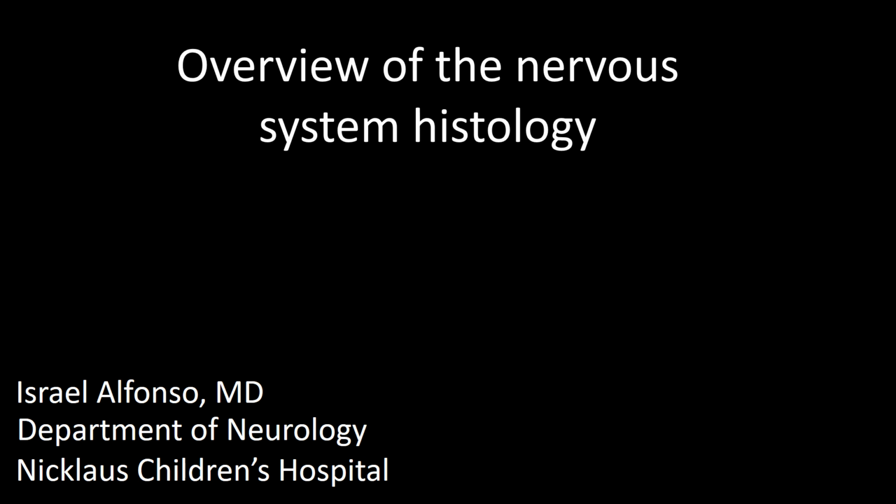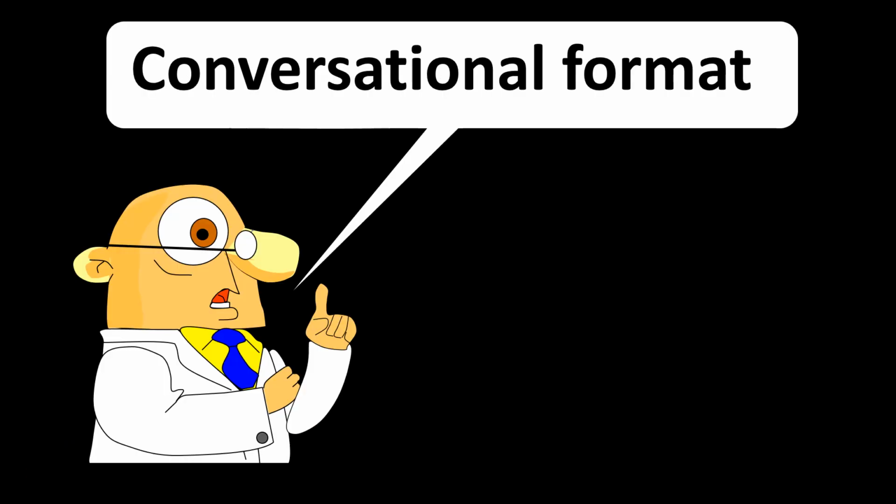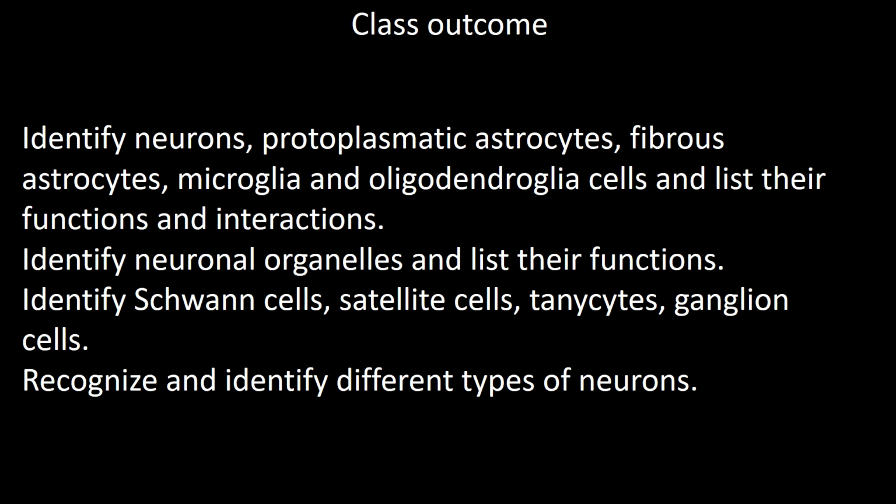The title of this talk is an overview of the nervous system histology. This talk will be conducted using a conversational format. Here are the class expected outcomes. You do not need to read them. We will use them to chart our talk.